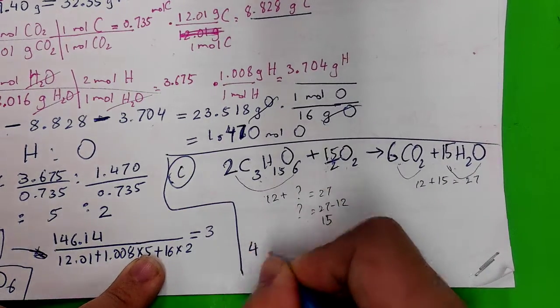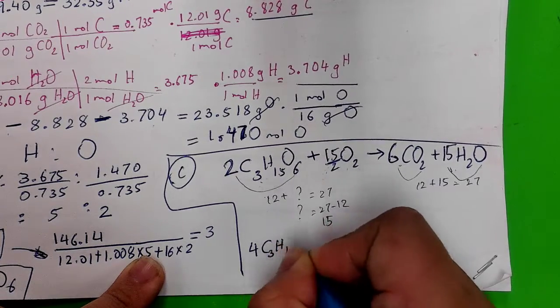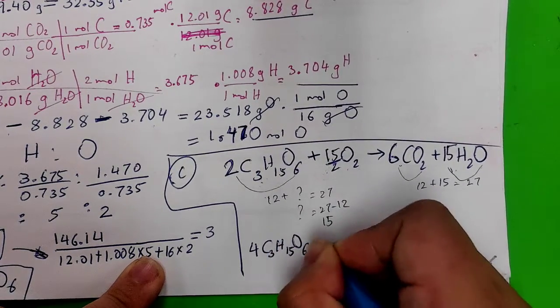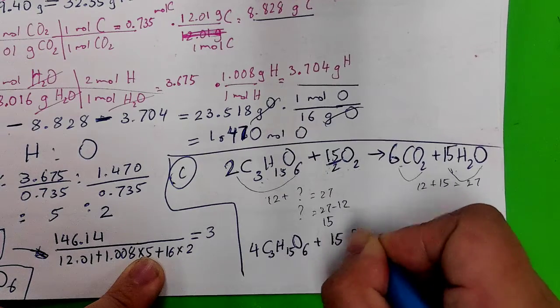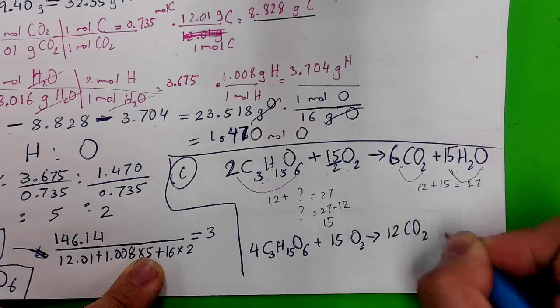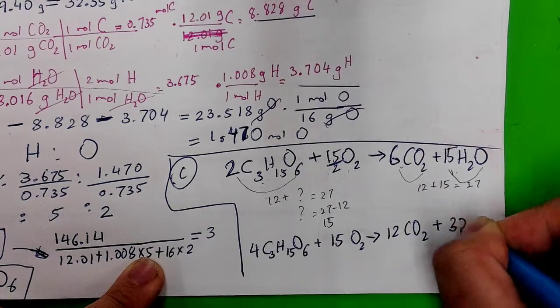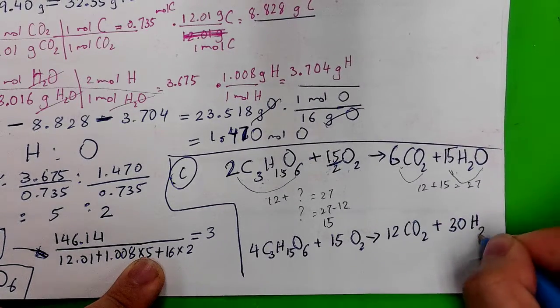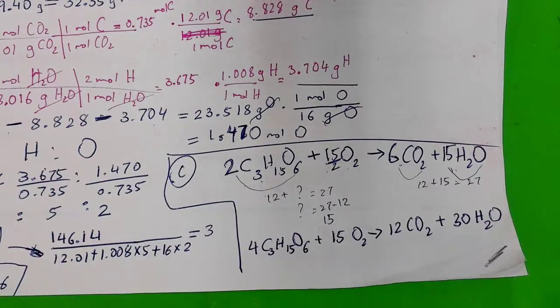So this now becomes 4 C3H15O6 plus 15 O2 go to 12 CO2 plus 30 H2O. That's part C.